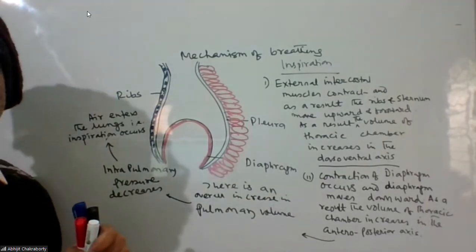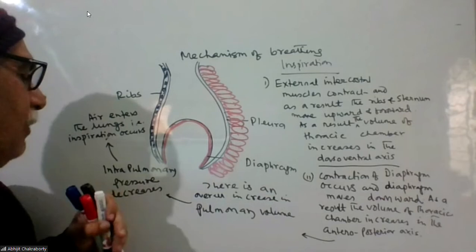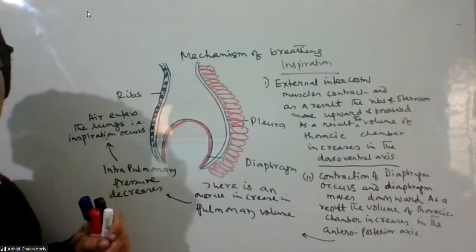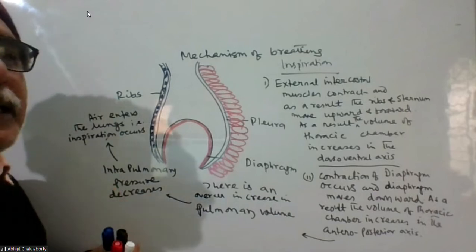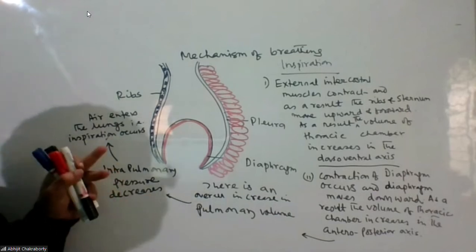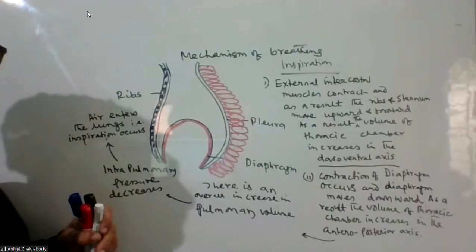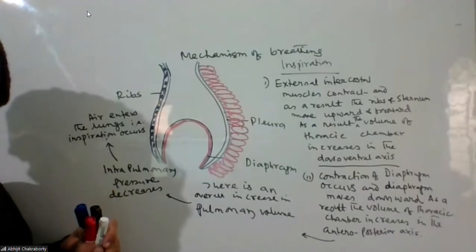So when pulmonary volume increases, then what will happen? The pulmonary pressure decreases, because when volume increases, pressure decreases. Now, if the pressure inside the lung is less than the atmospheric pressure, then along the gradient, air enters the lungs, and that is how inspiration occurs. Clear?